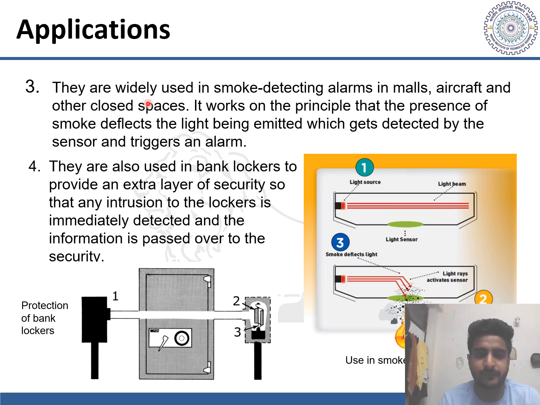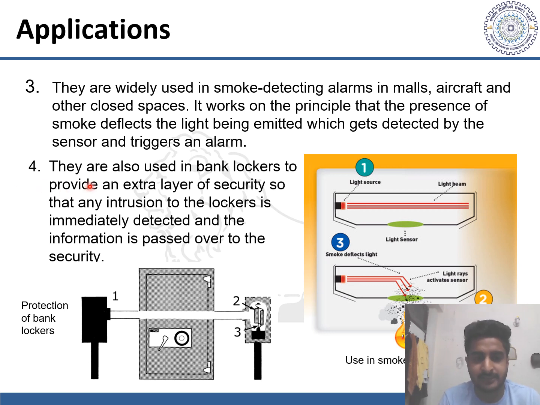So the next application of a photoelectric sensor using optocoupler is that they are used in smoke detecting alarms in malls, aircraft, apartments, almost everywhere. It works on the principle that the presence of smoke deflects the light being emitted, which gets detected by the sensor and triggers an alarm. So as we can see in this figure, when there's no smoke, there's no deflection in the light, and it is a single straight beam. However, as soon as there is smoke, it deflects the light, and this deflection is then sensed by the phototransistor, which basically triggers the alarm and sends a notification to the concerned people.